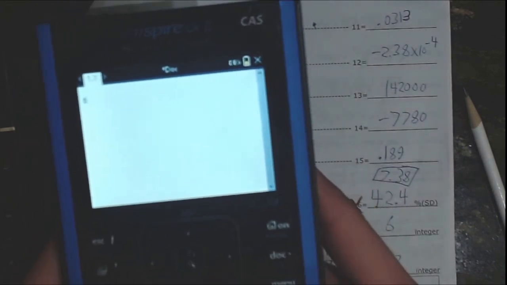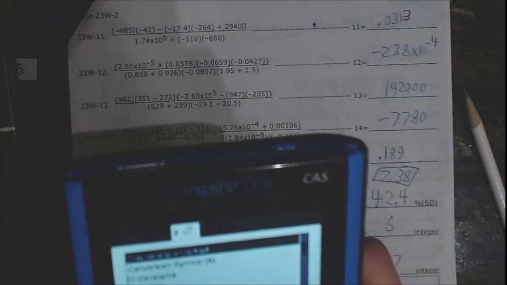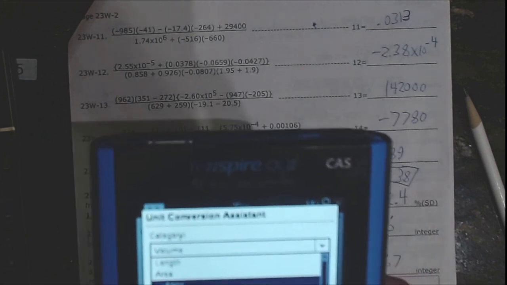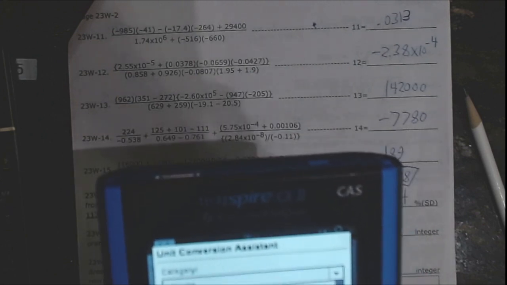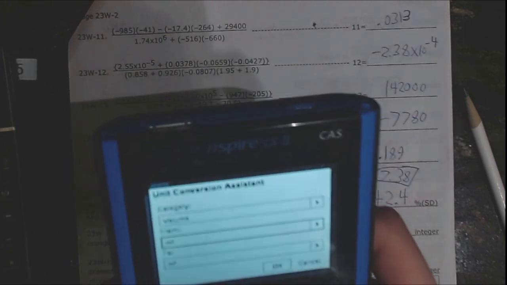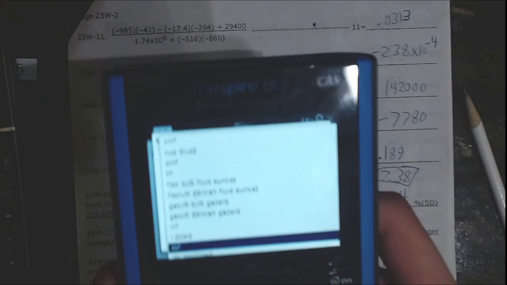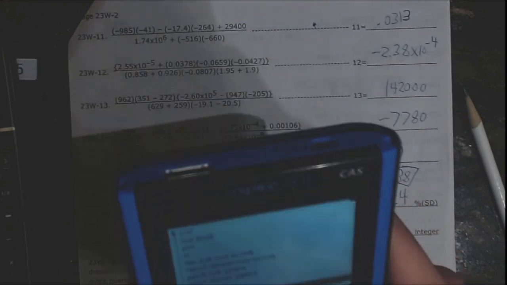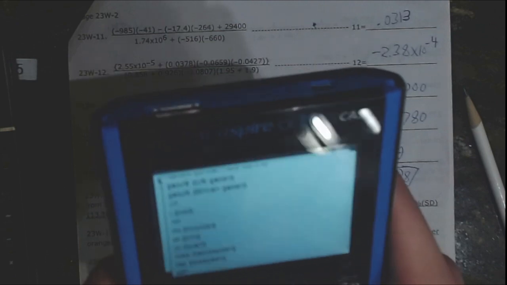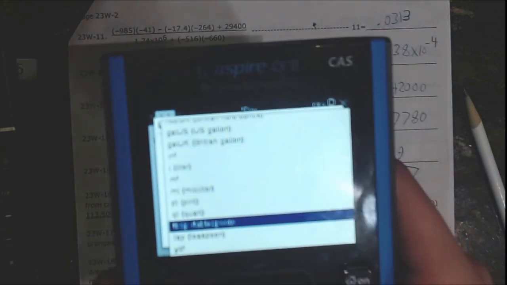So I'll type 6, go to the book icon again, go to Conversion Assistant, and this time tablespoons and ounces are units of volume. So I'll change the category to volume, and I'm changing from tablespoons. So I'll go find tablespoons right there.